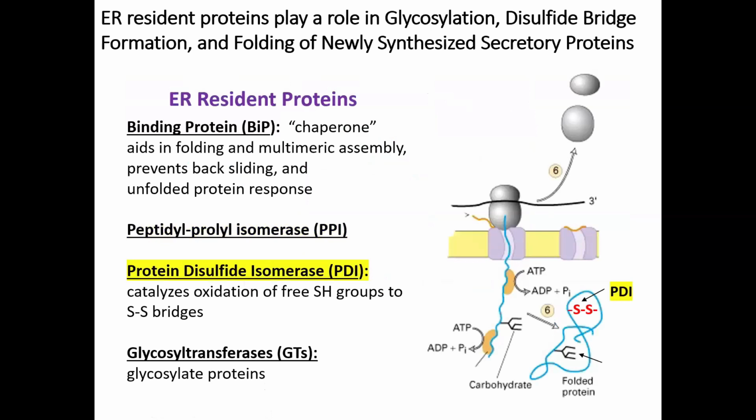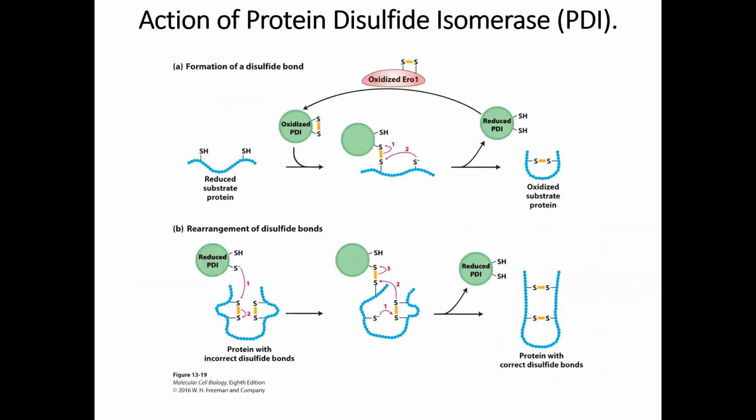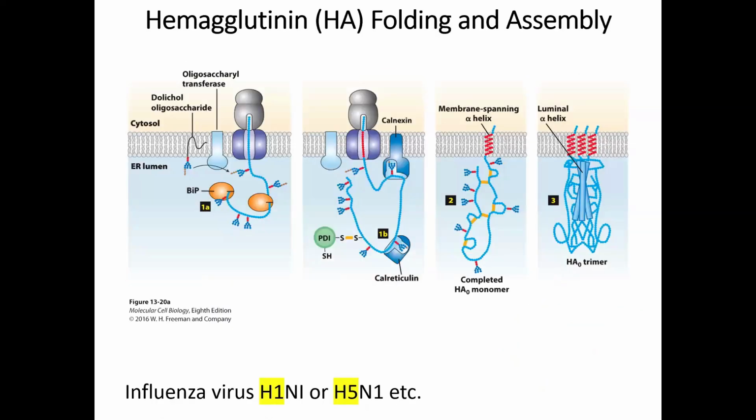And then what we are going to talk about a lot is the last one, the glycosyl transferases. Glycosylation is a huge thing for all the membrane proteins. Here you can see the function of BiP, which binds to that and prevents backsliding if it happens by chance. We are going to talk about these dolichol oligosaccharides a little bit later. PDI is forming the disulfide bonds, and we're going to see that this is calreticulin, and this is calnexin.